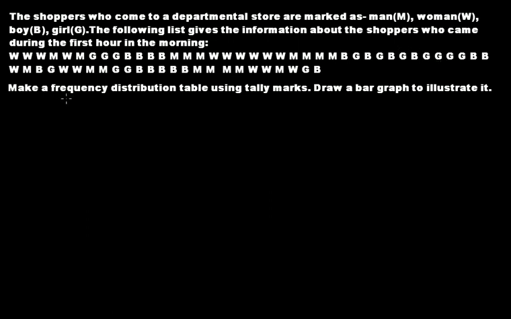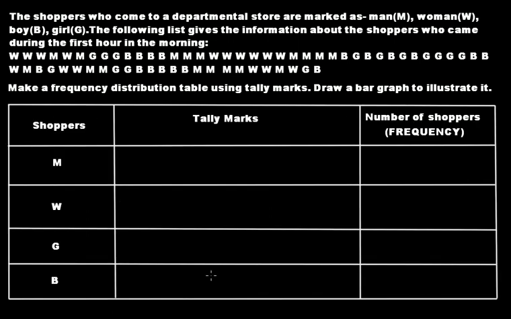Make a frequency distribution table using tally marks and then draw a bar graph to illustrate it. So we have two parts in this question. Let's discuss the first part, that is frequency distribution table for this data. That will be something like this. We'll have three columns: shoppers, tally marks, and number of shoppers, that is frequency.